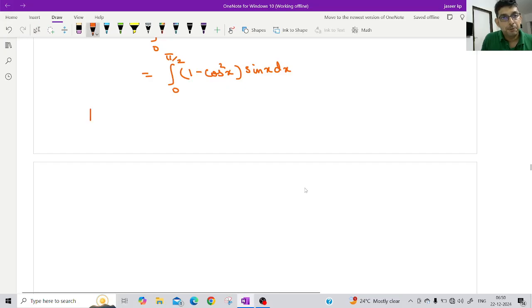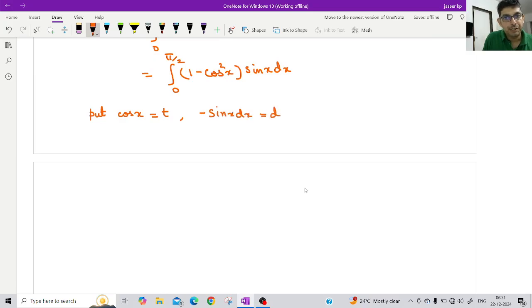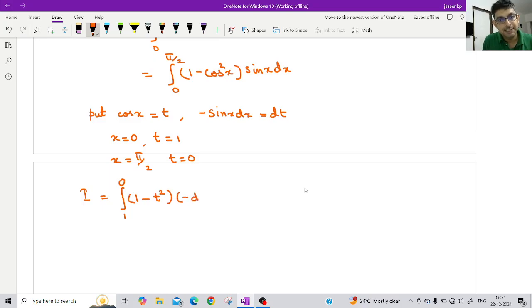Now this will be integrated using substitution. Put cos x equals t. So that means minus sine x dx equals dt, and we will change the limits also. X equals 0, that means cos 0 equals 1. X equals pi by 2, cos pi by 2 is 0. So it will change as I equals, lower limit is 1, upper limit is 0, 1 minus t square. Then sin x dx will become minus dt.